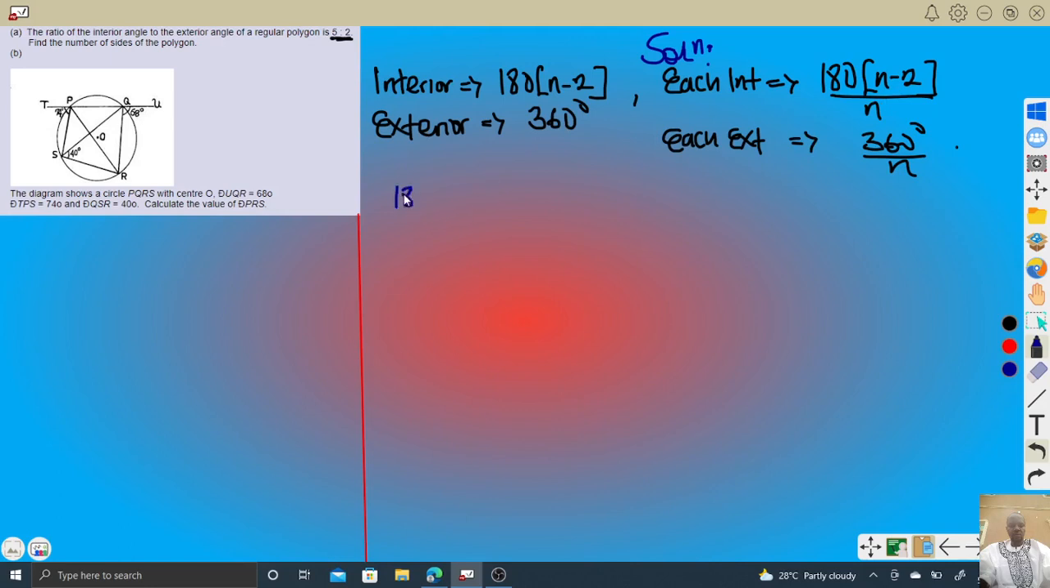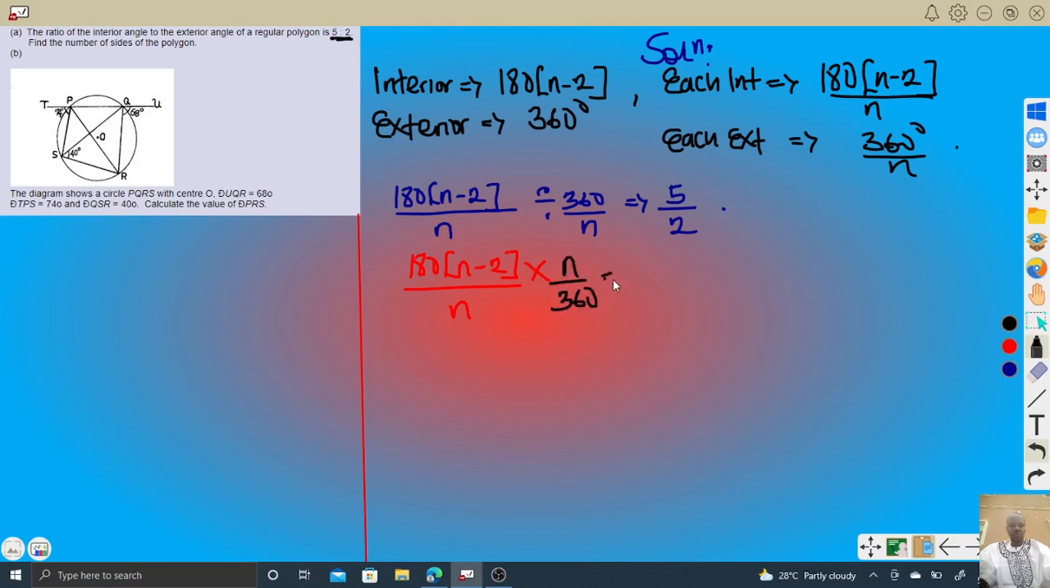So we can put this into ratio: 180(n minus 2) divided by n, ratio is divided by 360 over n, equals 5/2. So this is what you want to solve, my dear students. Solving this one, this guy will flip over: 180(n minus 2) over n, you are multiplying this by n over 360, equals 5/2. So this gets cancelled out. You can also cancel 180 and 360.